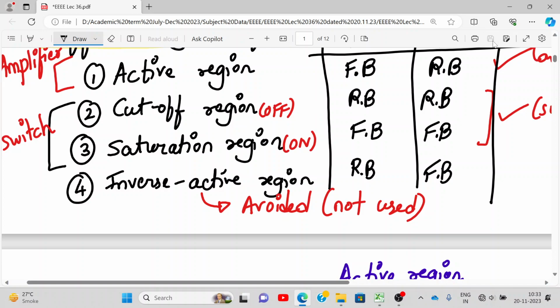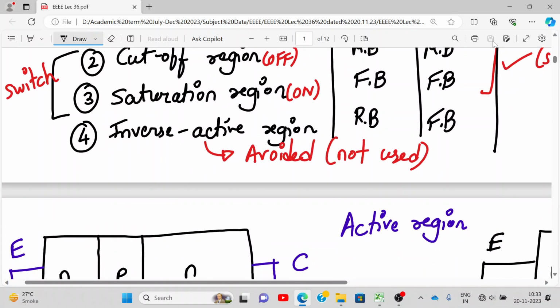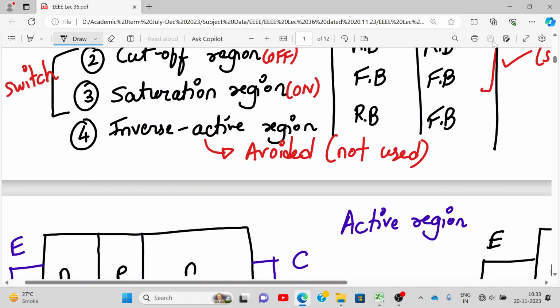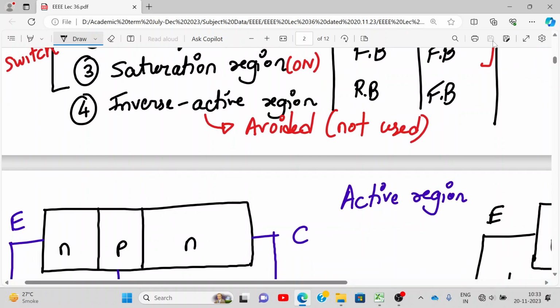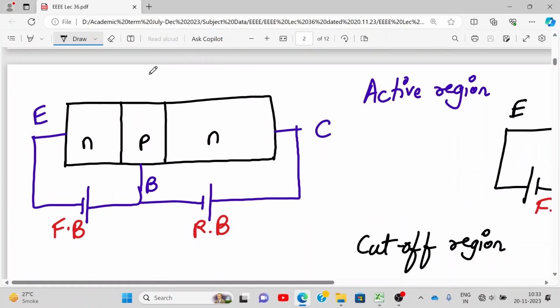Okay. Now next, construction is over, types are over, symbols done, modes of operation you have written down. Now let's come to the working. What do these active regions mean? Done, completed? Now, what is active region? Active region is this way, that base emitter junction is forward bias. What do you mean by forward bias? P to positive supply, N to negative supply, right? And the base collector junction is reverse bias: wherever P is there negative, wherever N is there positive.